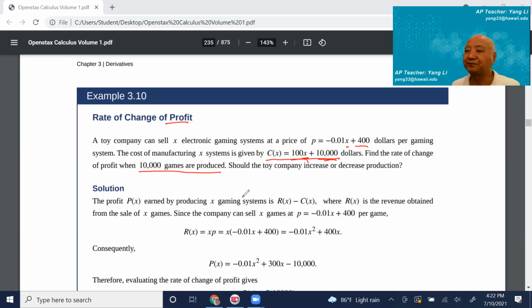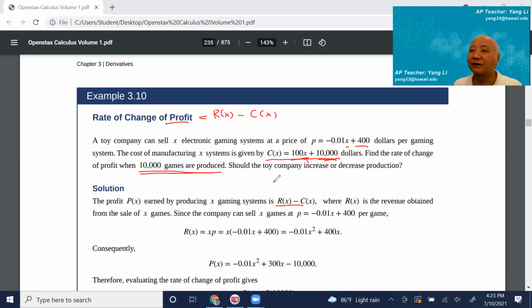So how do you do this one? And they ask you, should the toy company increase or decrease the production? Okay, first let's find this rate of change when the units of the toy produced is 10,000. Now we know that profit should be what? The revenue, that's a function of the number of toys produced, minus the cost. Right, that's what they put here, right?